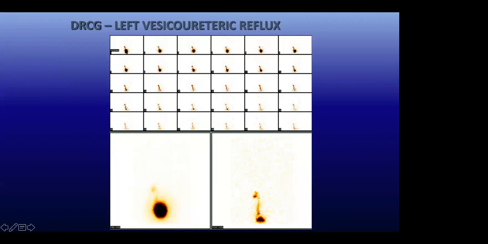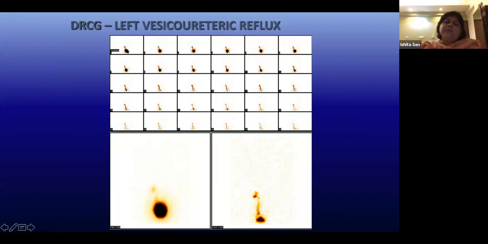And here you can see that we've injected the tracer into the bladder and the patient is voiding, and you find that on the left side, again, these are images which are acquired from the back, so left is left, right is right, the tracer goes right up to the renal pelvis. The ureter is dilated. So this is grade 3, grade 4 reflux.